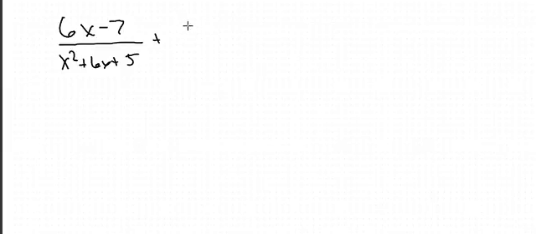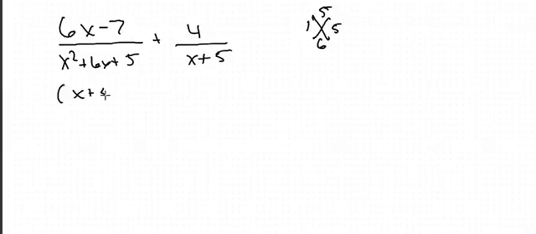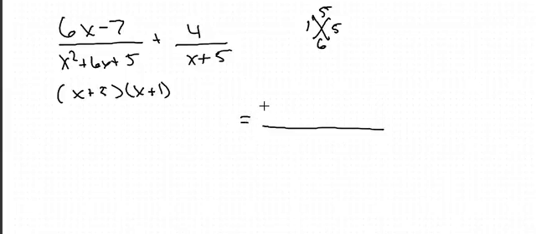So 6x minus 7 over x squared plus 6x plus 5, plus 4 over x plus 5. Okay, so I'm going to let you work through this and you tell me what to write. Alright, so you do the little x thing with 5 on top, 6 on bottom, then 5 and 1 on the left and right, and then x plus 5, x plus 1, and then you can do 6x minus 7 on top, x plus 5.